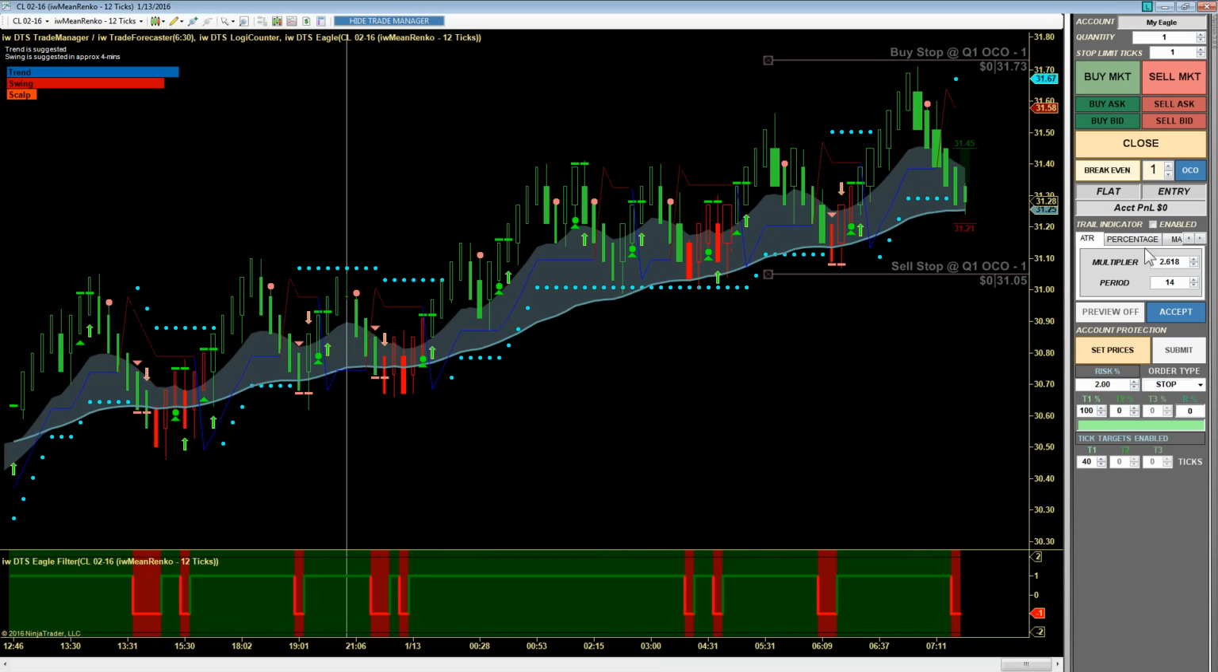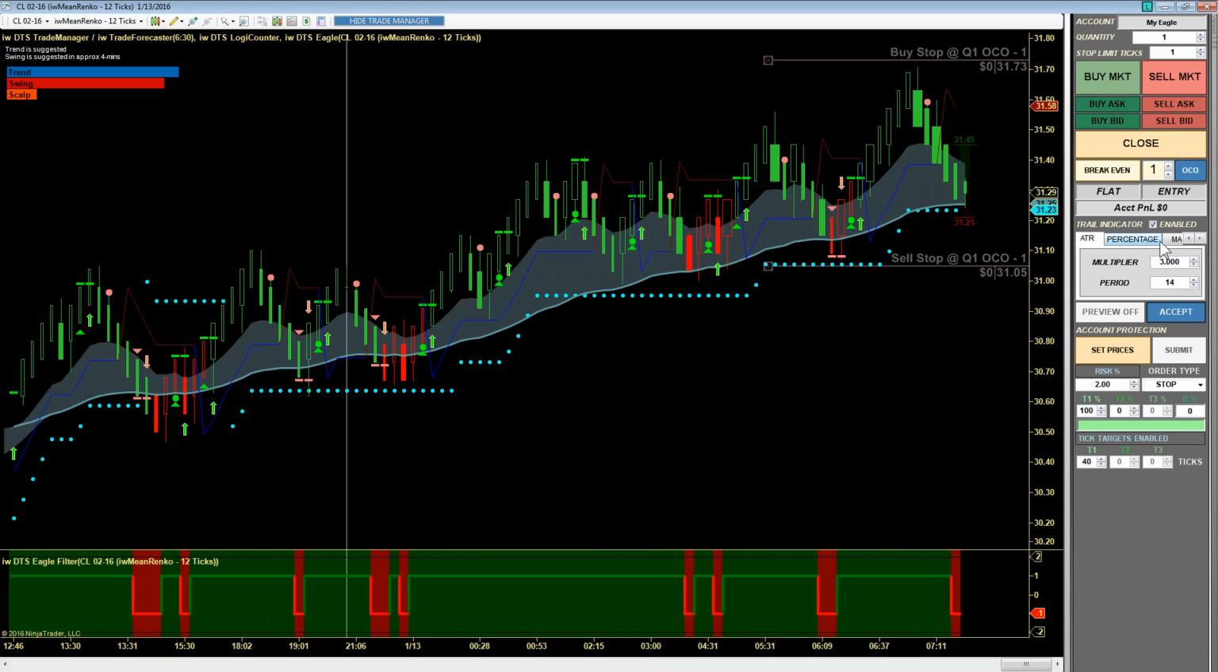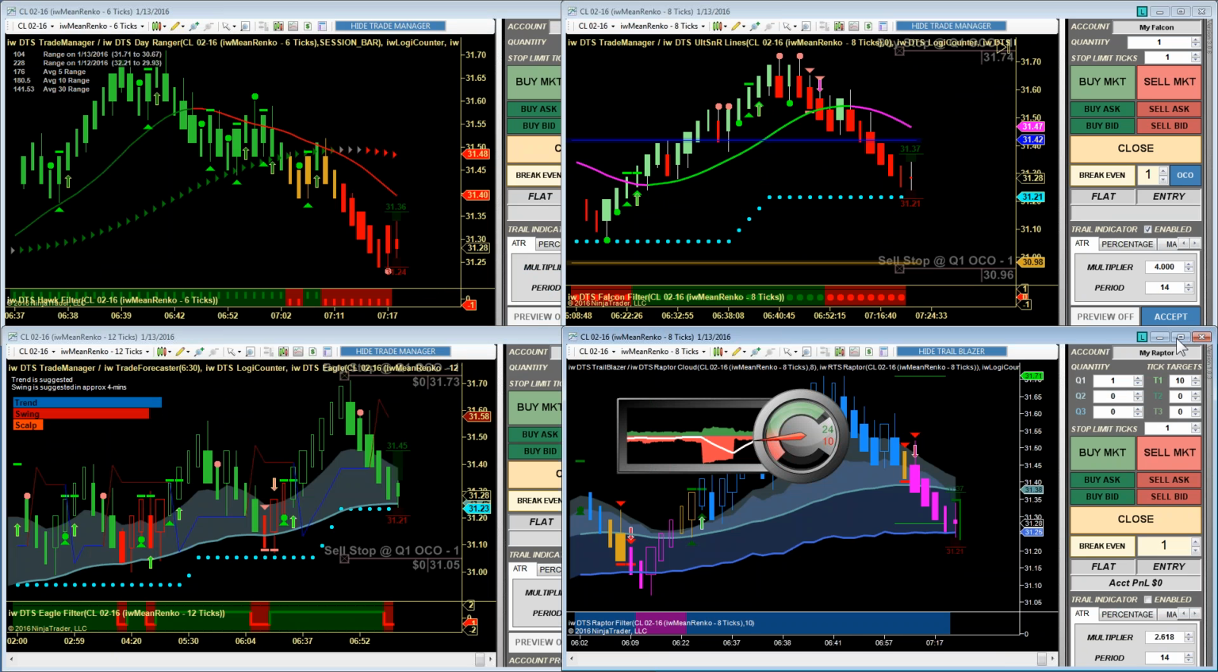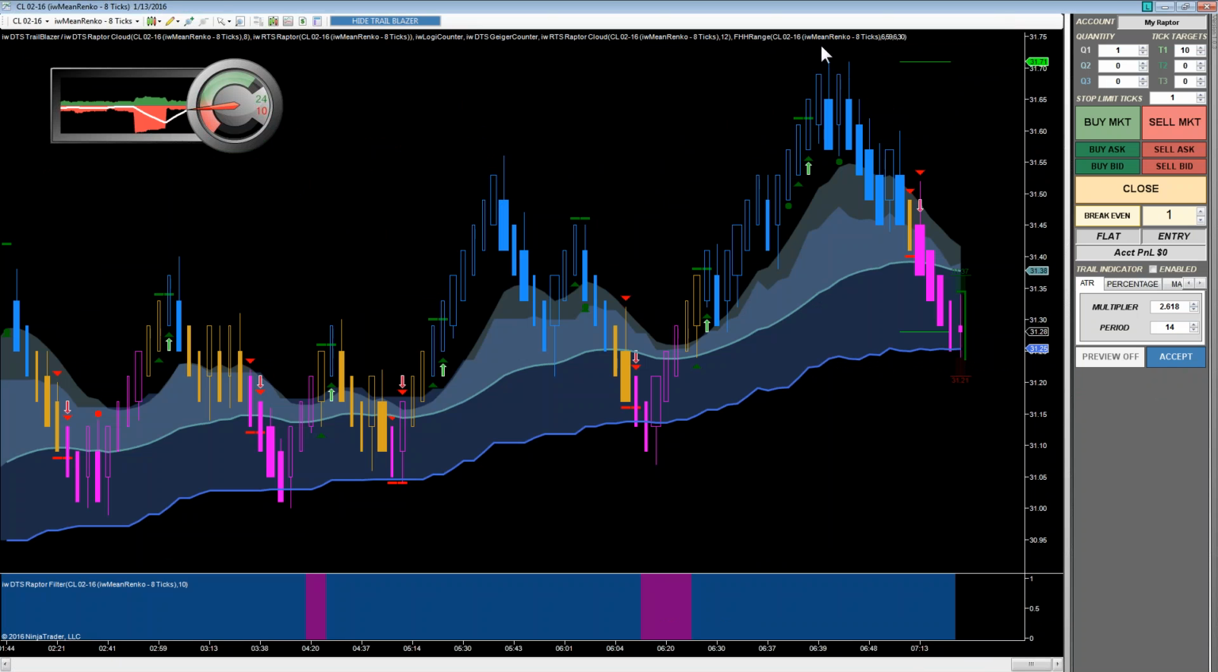Make sure we have stops enabled. All right, so there's a possible trade as well. And likewise, you could do it on the Raptor. And you can bracket and you do the same type of trade above and below the.